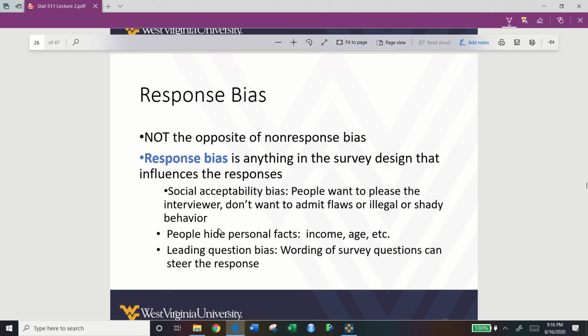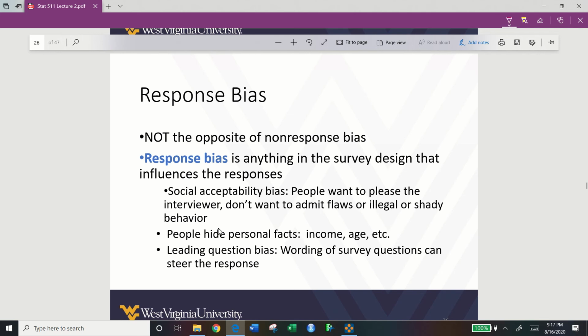Another type of issue is response bias. It's the opposite in name, but not opposite in actuality. Response bias is anything in the survey design that influences the responses. There is social acceptability bias, meaning people want to please the interviewer, and they don't want to admit flaws or illegal or shady behavior. People like to hide personal facts like income, age, etc.